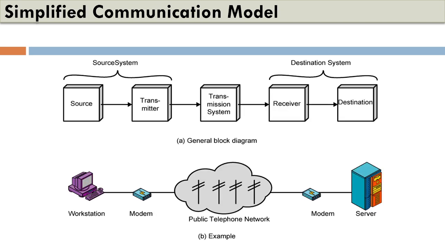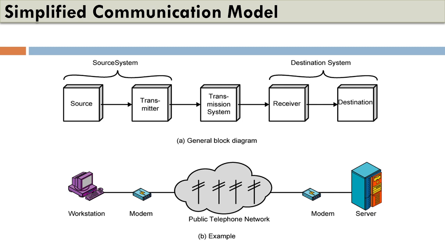Now this is the very basic illustration of a communication model. It's a simplified communication model. On the left hand side, we can see in the general block diagram, we have a source and the transmitter. So those two are actually the source system. And on the right hand side, you can see it is the destination system, which is comprising of a receiver and a destination unit. Now, in between the source and the destination system, we have a transmission system which will actually carry the information from the source to the destination.